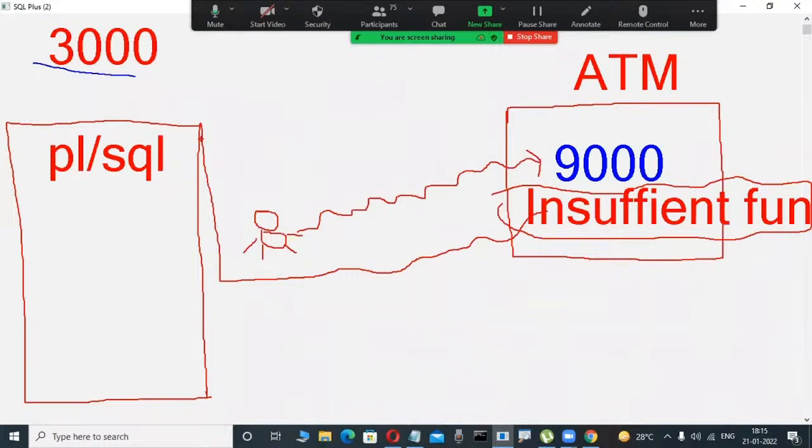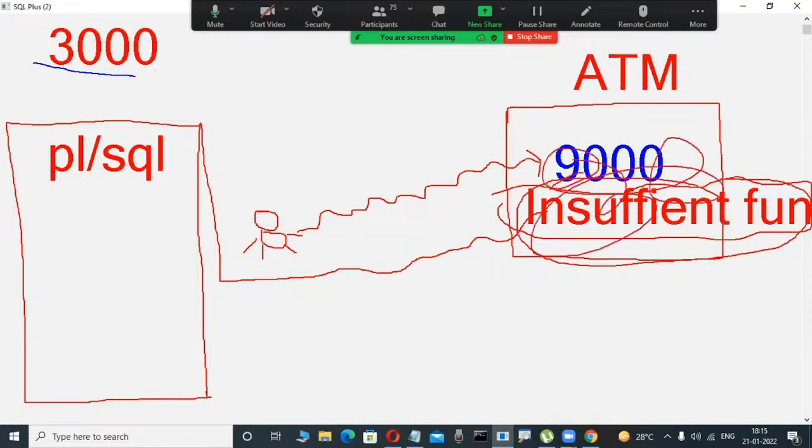And what is the condition? If the user-entered amount is more than the available balance, then they write this message. Same like Java, C++, some code is there. They write if conditions like that. Otherwise, how is it possible?